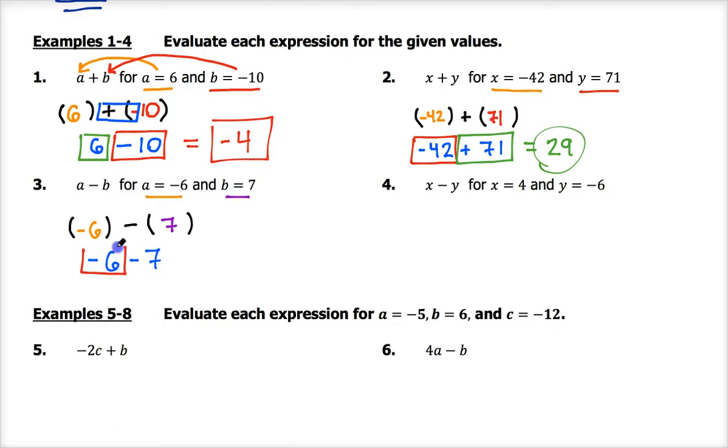So think about this one in terms of the integers. You have a negative 6, and you're combining that with a negative 7. It's like 6 red chips and 7 red chips. And so the answer here is negative 13.